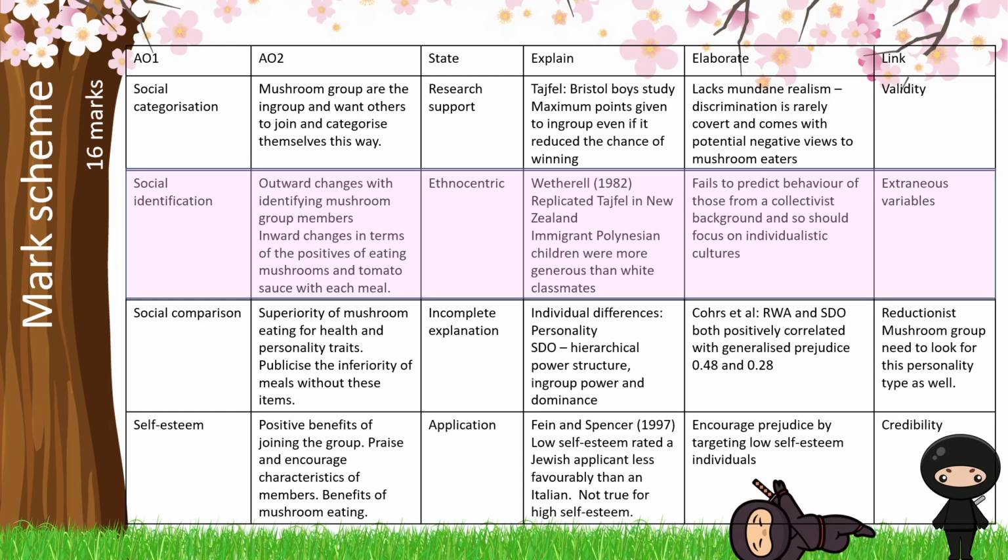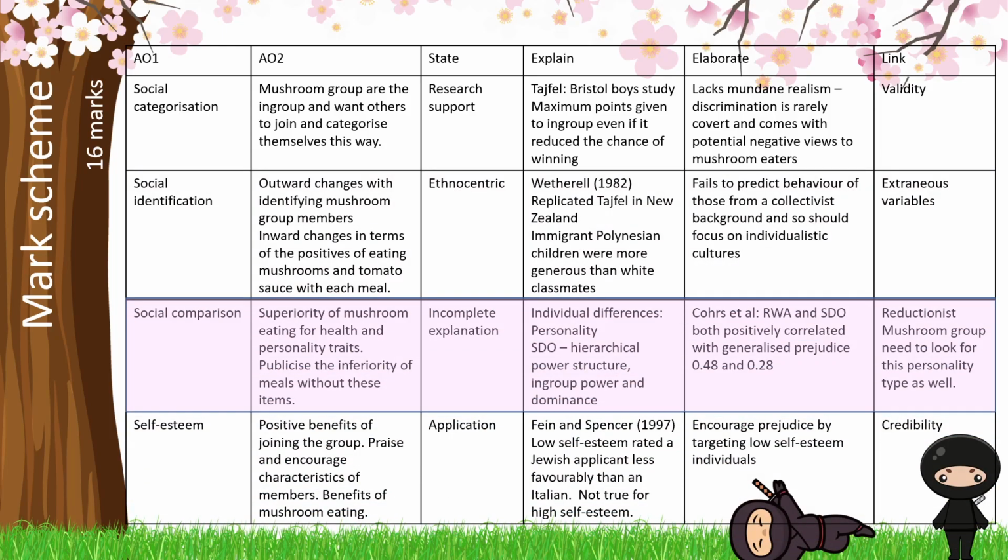Again, you can see here in the elaborate that because predicting behaviour from collectivist groups is more problematic, sorry about that, okay, Horatio should focus on individualistic cultures, and we might want to give some examples like the UK or America.